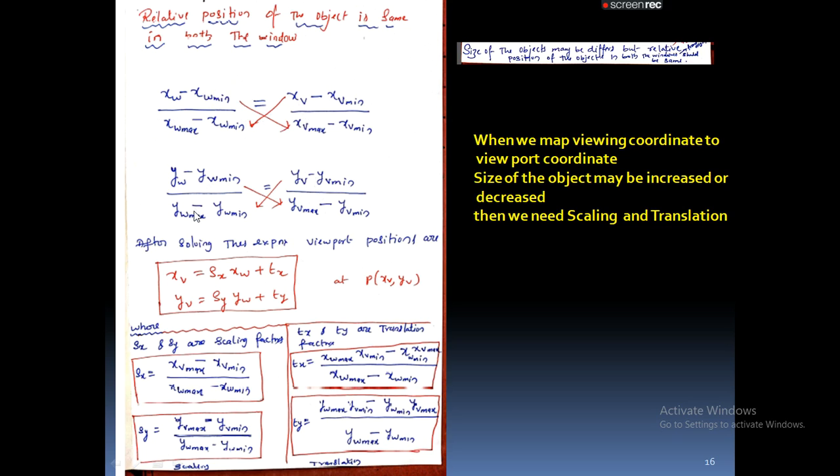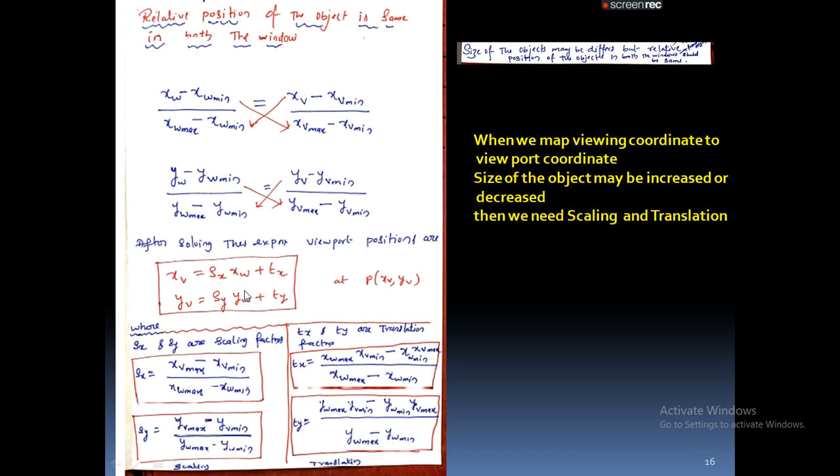Similarly, we write the same formula with respect to the y-axis. When you have the x-axis and y-axis values, you take the cross multiplication. After cross multiplication and solving these expressions, the viewport position at the point xv, yv gives this equation: xv equals sx into xw plus tx, and yv equals sy into yw plus ty.